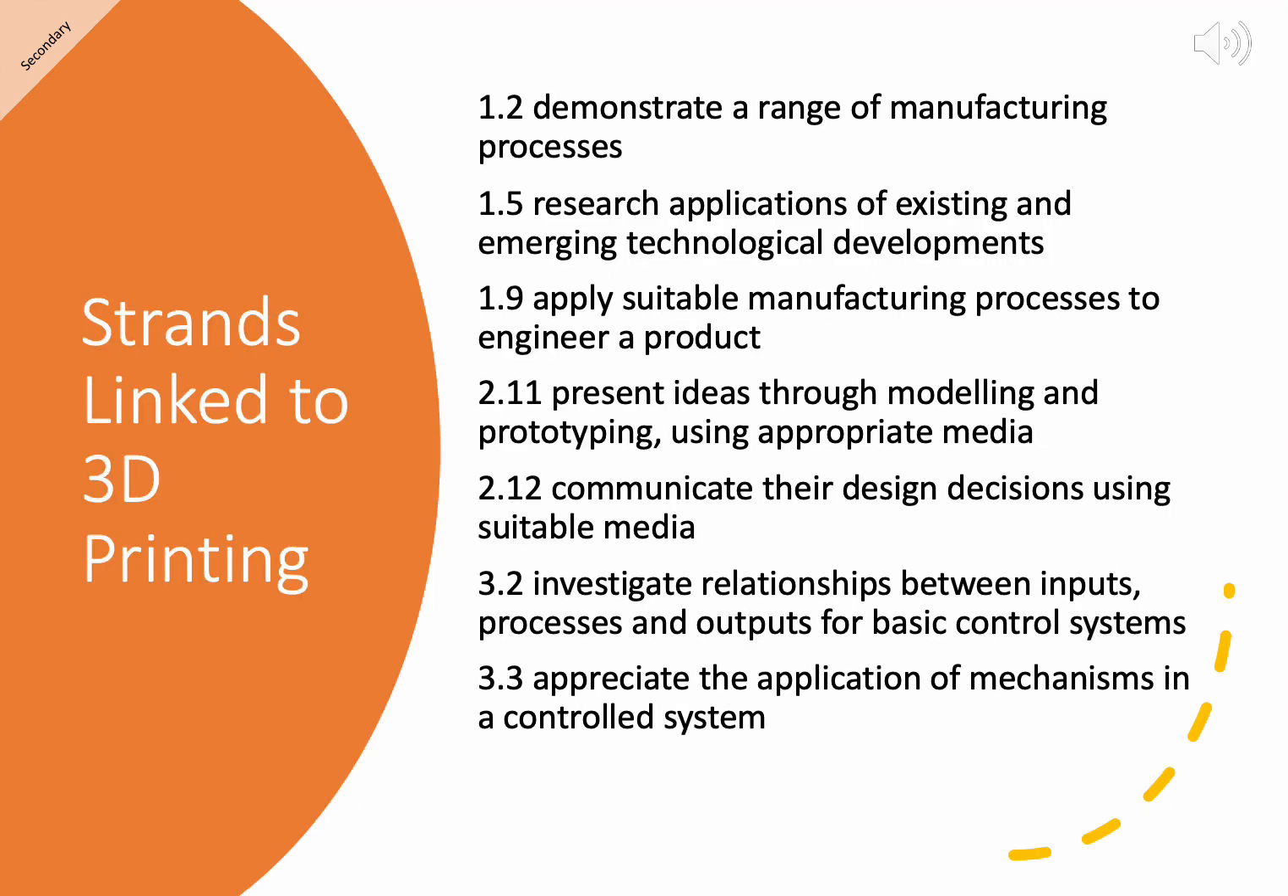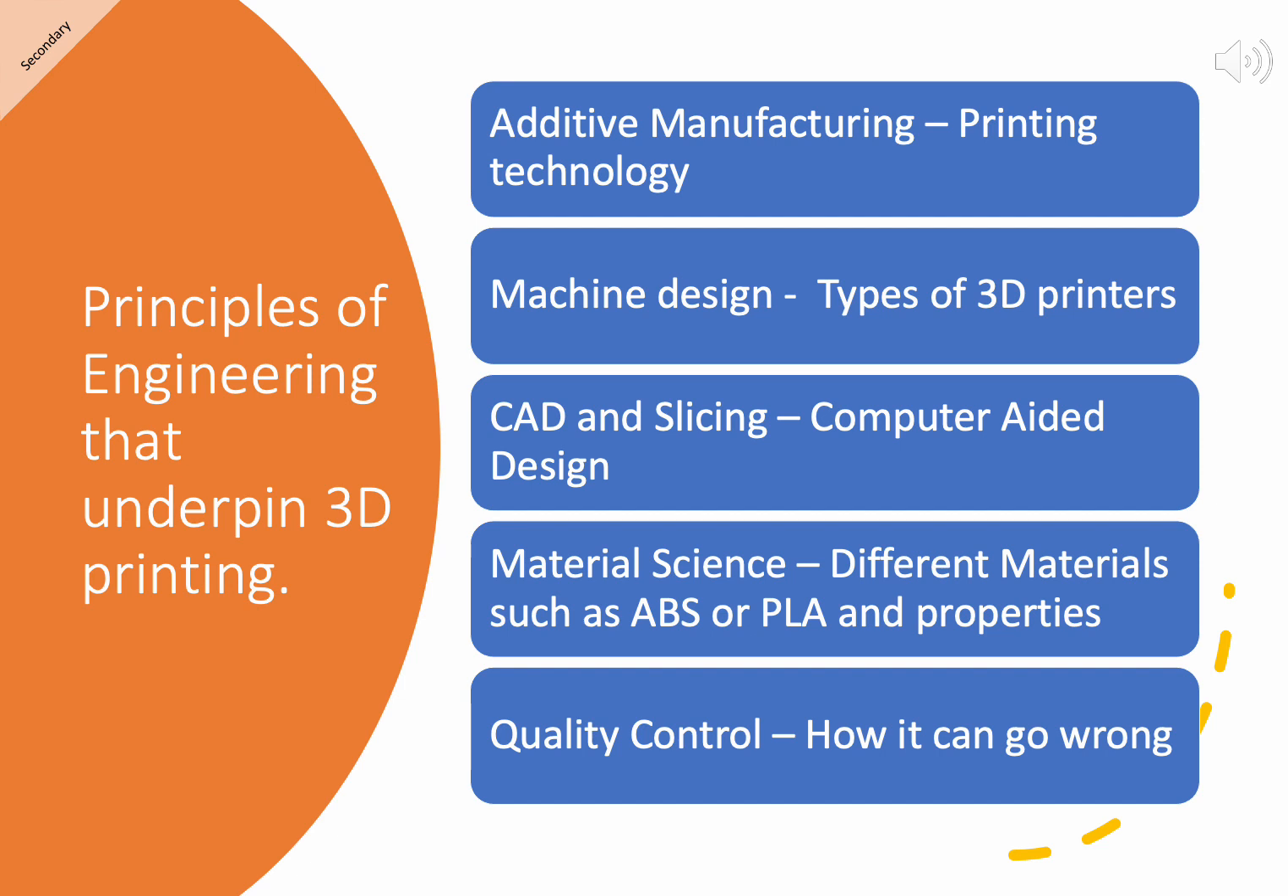I have selected a number of strands to inform my exploration of 3D printers within the engineering subject. So the principles of engineering that I hope to explore throughout the CBA are additive manufacturing, machine design, this is the types of 3D printers, CAD and slicing, so this is the use of SolidWorks and then slicer software such as Cura and Prusa, material science, so the differences in materials such as ABS and PLA and how their properties affect each one, and also quality control. I want to explore how it can go wrong.